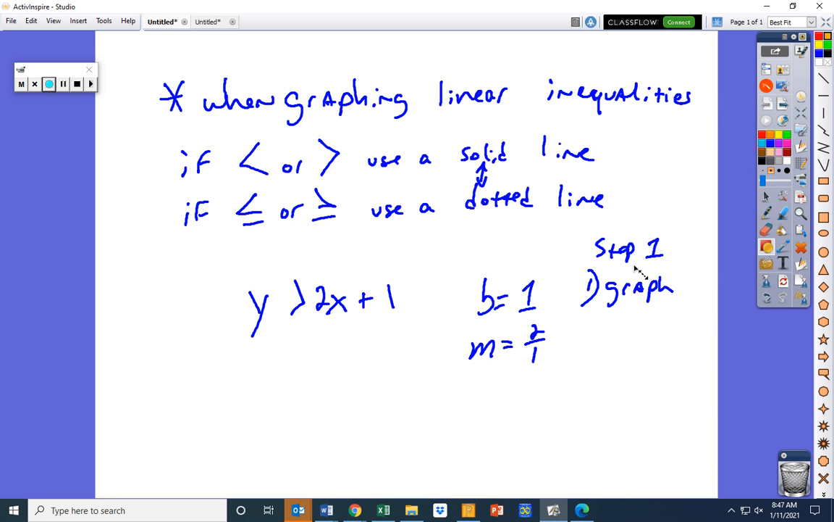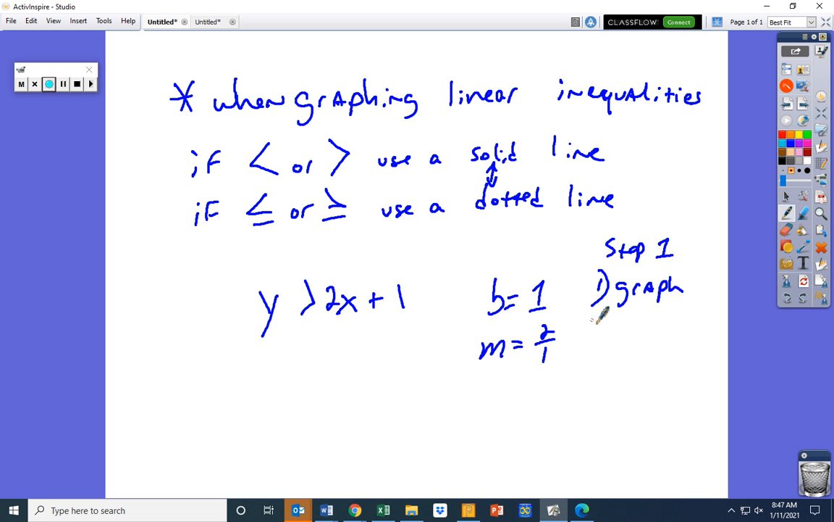Okay, so let's go back to this. Step 2 is to shade. Now, what do you mean shade? Here's what you're going to do. When you shade, you're going to use 0, 0 as a test point.